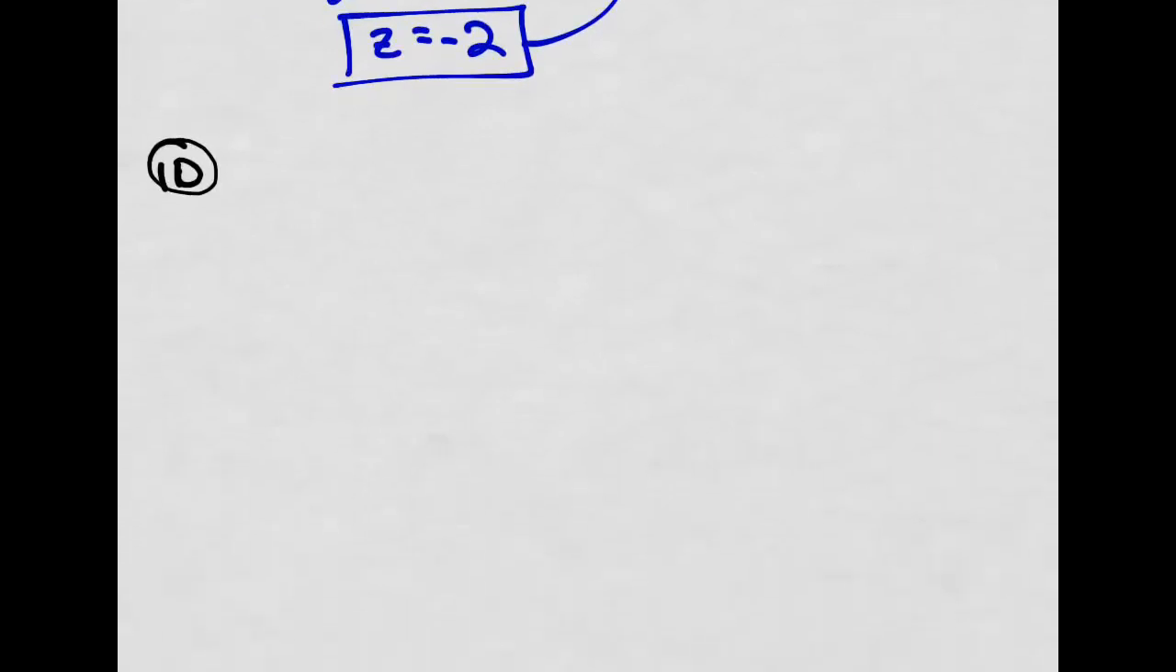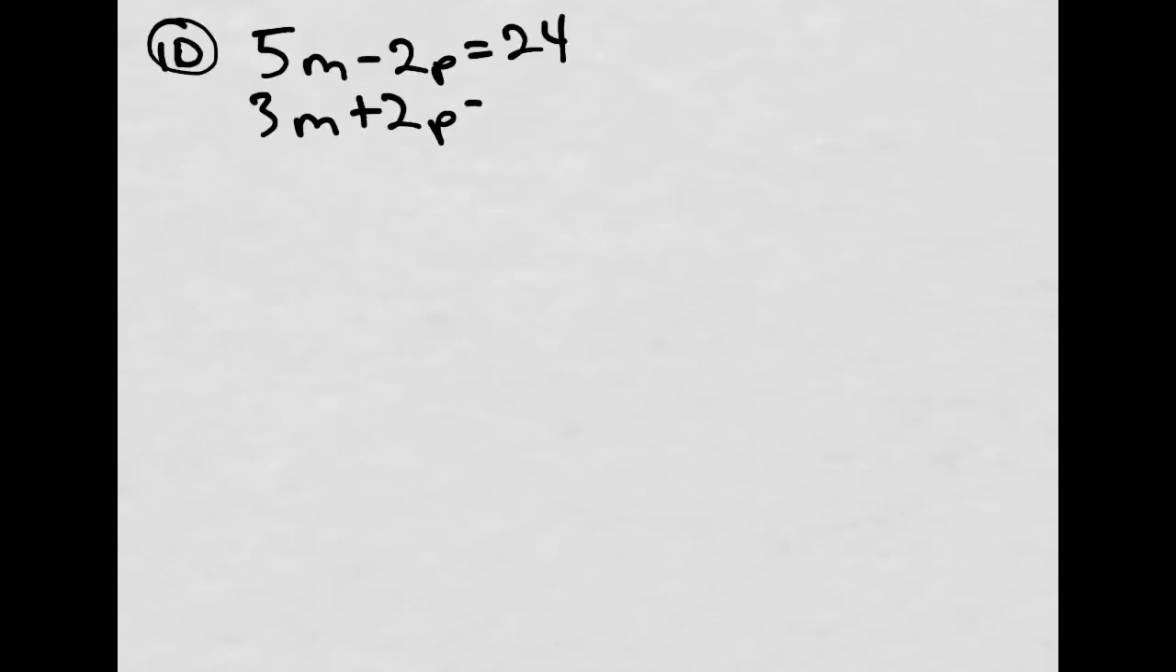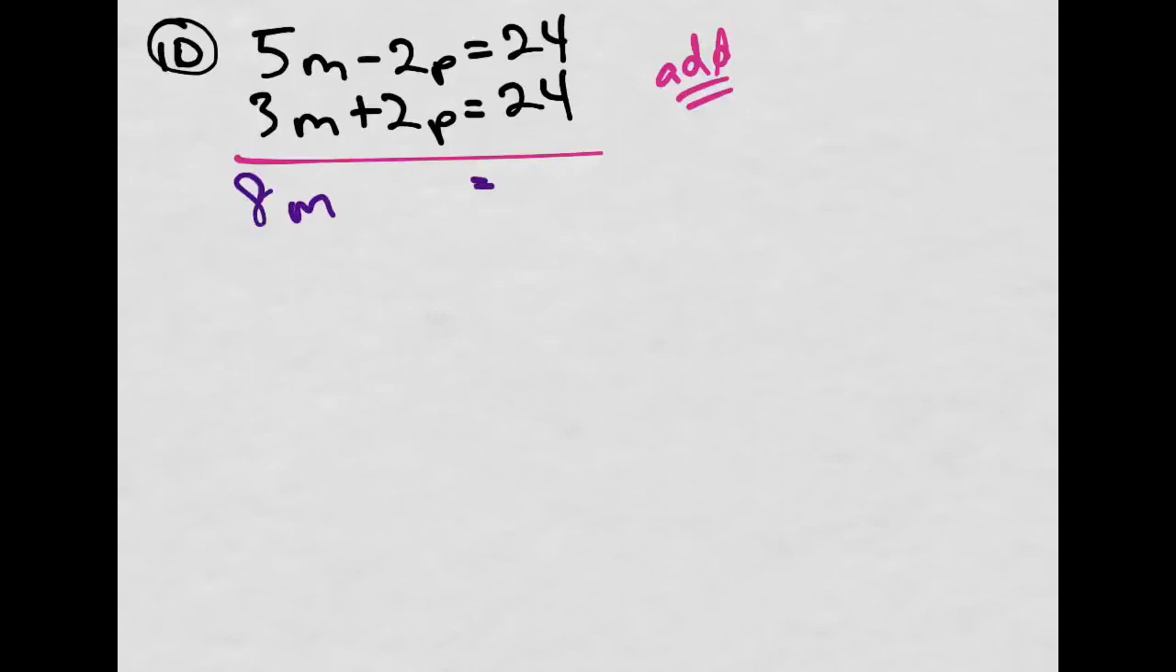All right, so here we go, number 10. All right. So we've got 5m minus 2p equals 24. 3m plus 2p equals 24. And so we're going to have to add these two together because that's what's going to make the p's go away. So 5 plus 3 is 8 m's. Minus 2 plus 2 eliminated. 24 plus 24 is 48. That's an equation we can solve. Divide both sides by 8 and m equals 6.